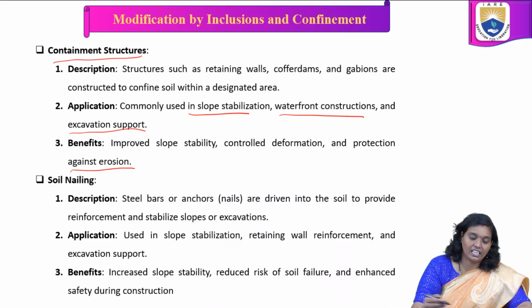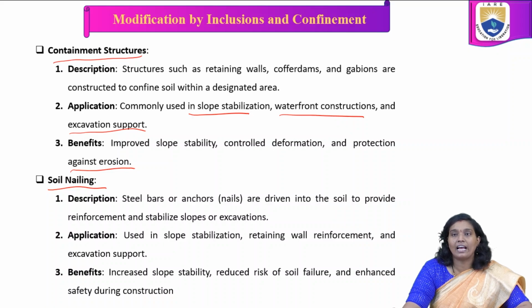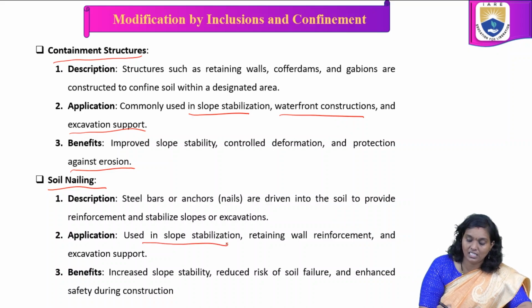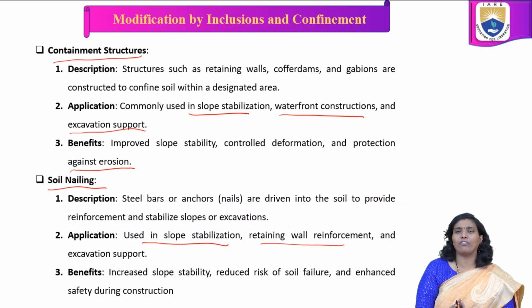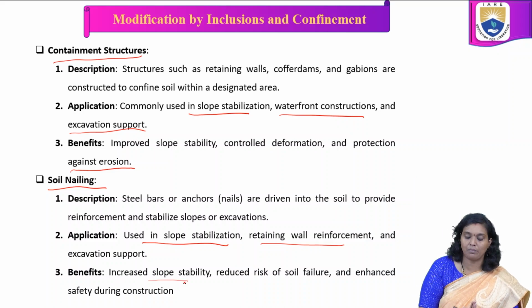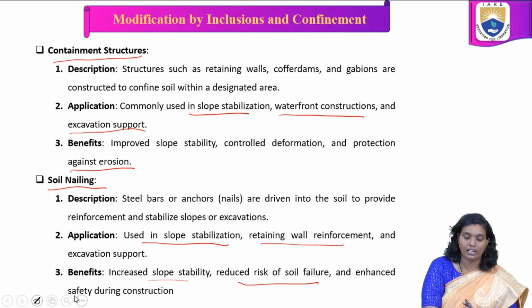Another method is soil nailing. In soil nailing, steel bars or anchors are driven into the soil to provide reinforcement and stabilize slopes or excavations. This technique is used in soil stabilization, retaining wall reinforcement and excavation support. Once we apply soil nailing, the outcomes are increased soil stability, reduced risk of soil failure and enhanced safety during construction.